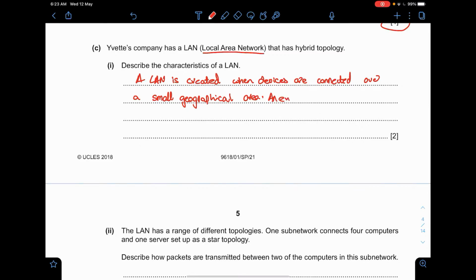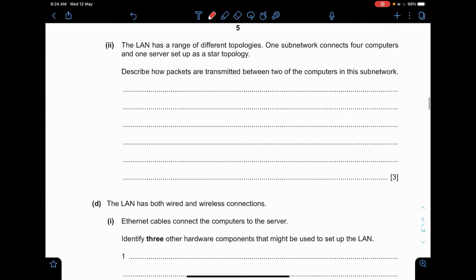So an example can be a house or a small office. If you have a small office, you can have a LAN there as well, with its own dedicated infrastructure. This means that you have your own router connecting you to the internet. Now the LAN has a range of different topologies. One subnetwork connects 4 computers and one server in a star topology. Now we need to describe how packets are transmitted between 2 of the computers in this subnetwork.